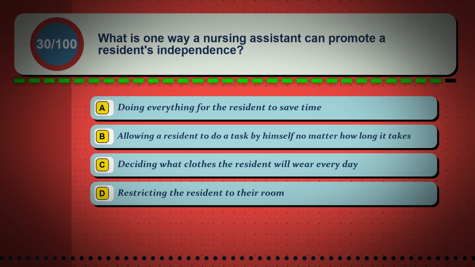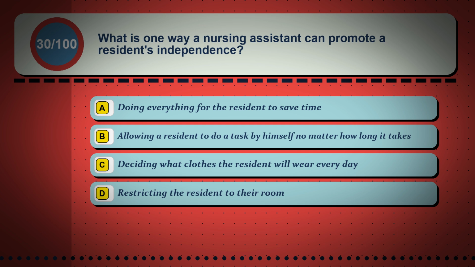Question 30. What is one way a nursing assistant can promote a resident's independence? Option A. Doing everything for the resident to save time. Option B. Allowing a resident to do a task by himself no matter how long it takes. Option C. Deciding what clothes the resident will wear every day. Option D. Restricting the resident to their room.